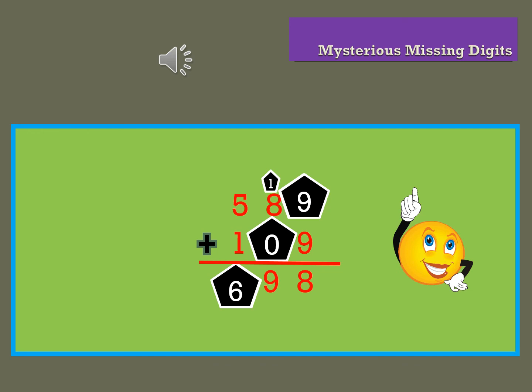So you have had practice with mysterious missing digits and practicing how to regroup and to trade in ones for tens and tens for hundreds.